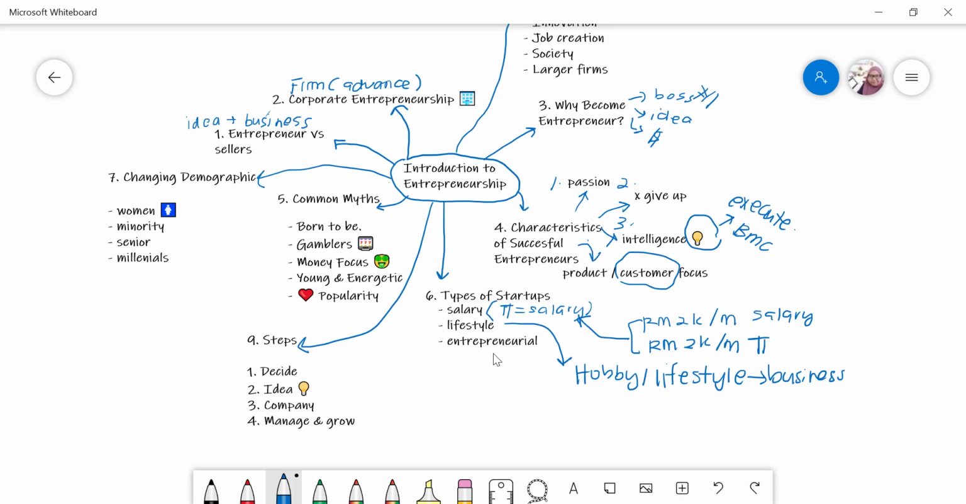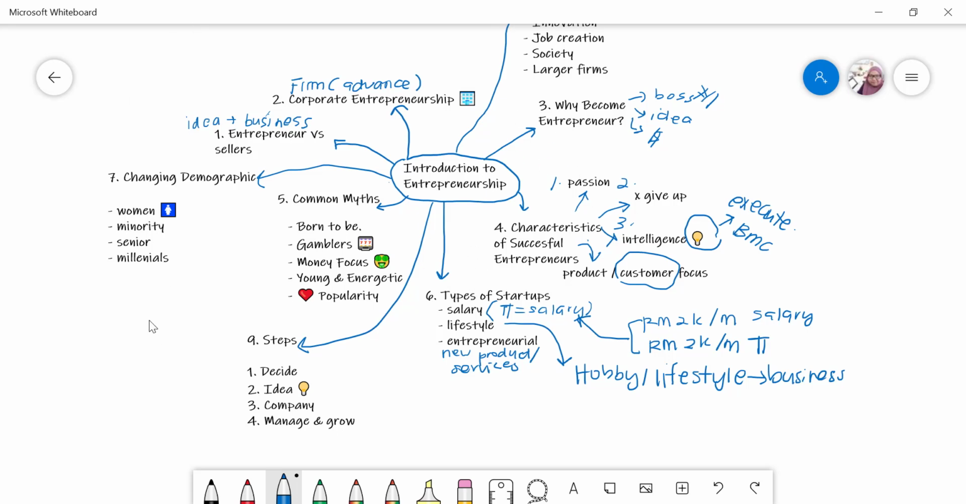Entrepreneurial is actually a firm by bringing new products or services to the market, which means this entrepreneurial startup actually brings a new product or service.